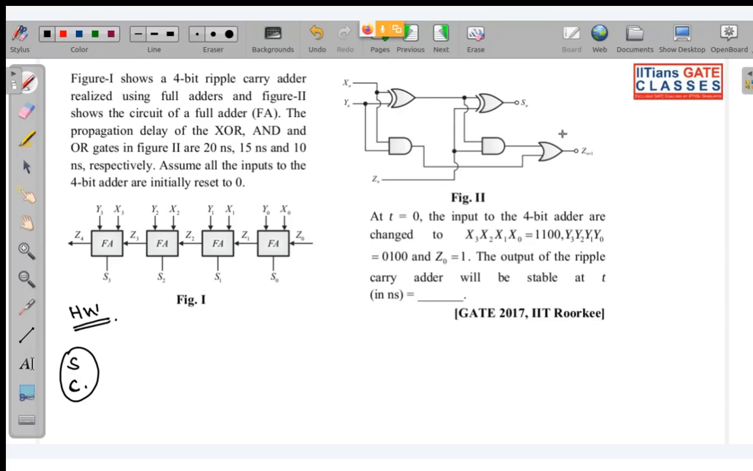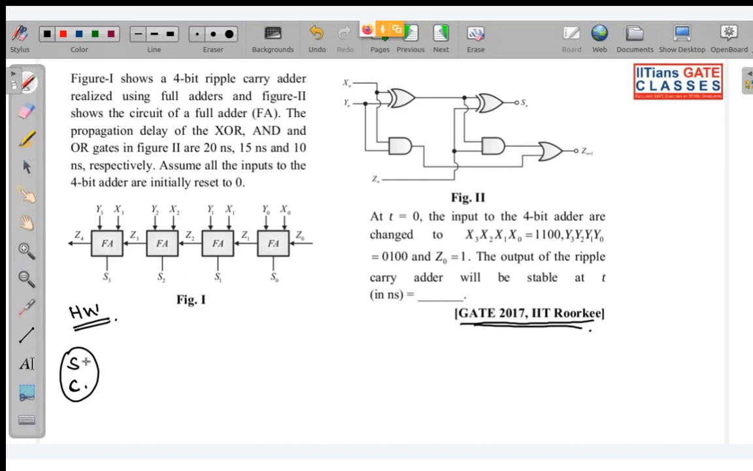This question will actually test your understanding. I am going to solve it in the next class, because it will take me more than 30 to 45 minutes. This was one of the best questions asked till date from combinational circuits. So I want you to solve this question, and in tomorrow's class, we have a class tomorrow also, we will solve it. So this will be your homework.